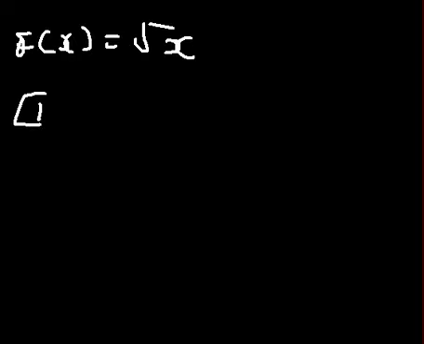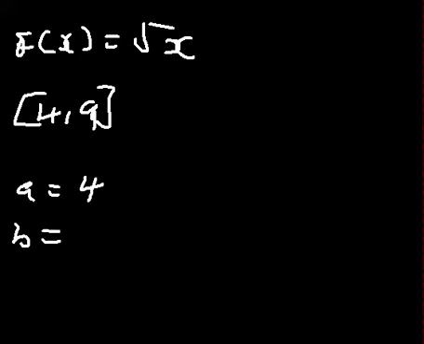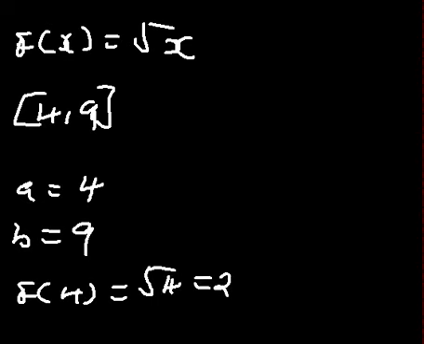Let's say we have a function f(x) equal to the square root of x. What is the average rate of change of the function within the interval [4, 9]? We have a given as 4 and b given as 9. What is f(a), which is f(4)? It is the square root of 4, which is 2. What is f(9), the square root of 9? We have it as 3.